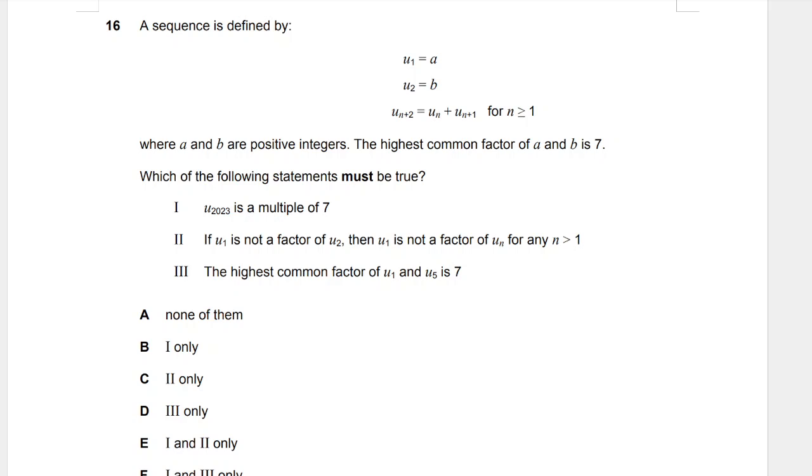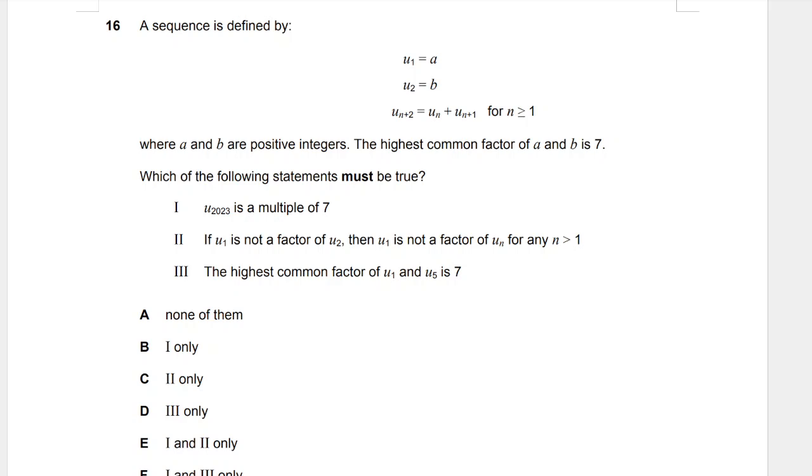Okay, so we have statements 1, 2, and 3, right? When we see the question, this is sort of some Fibonacci going on, some sort of Fibonacci sequence, but you can choose your first two integers yourself. The only restriction is that the highest common factor of a and b is 7, which means that both a and b are basically multiples of 7. So let's have a look.